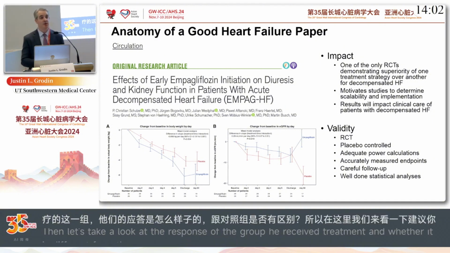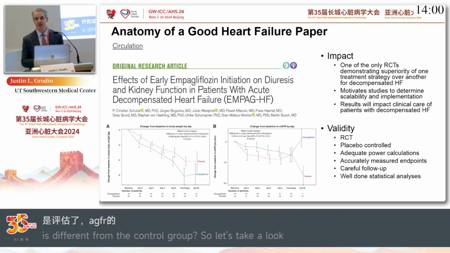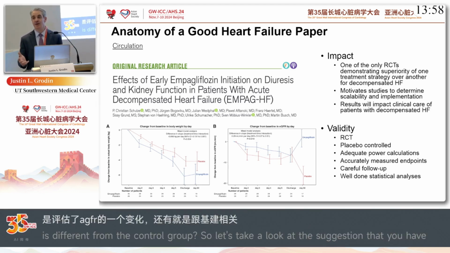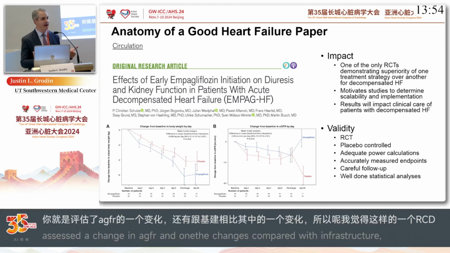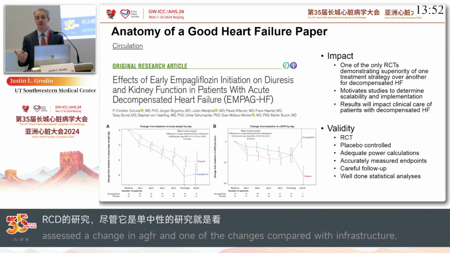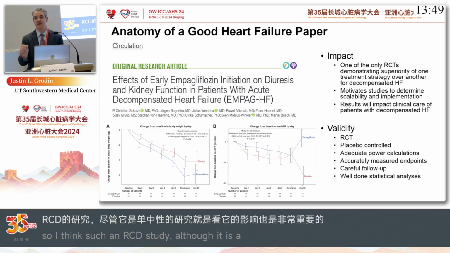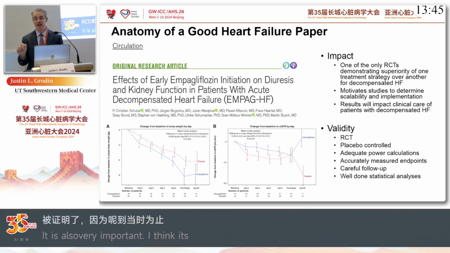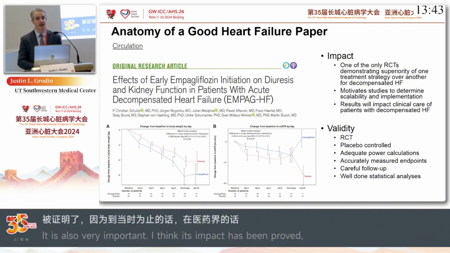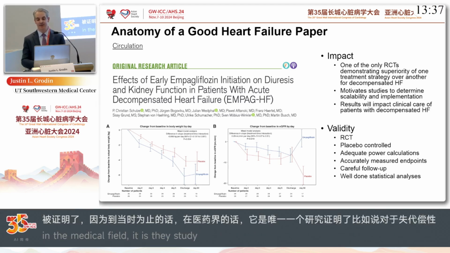So when we took a look at this manuscript, we thought this was very, very important, even though it was only single center. So when we think about impact, right, impact was clearly demonstrated because this was one of the only RCTs in medicine that has demonstrated superiority of one decompensated heart failure management strategy over another.